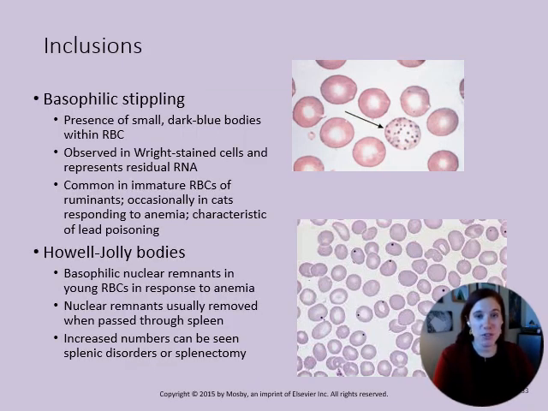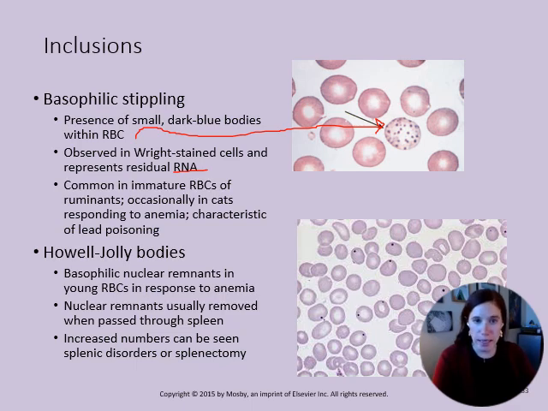Okay, just like we talked about with white blood cells, we can see inclusions in red blood cells. The first one we'll talk about is basophilic stippling, or stippling. This is the presence of small dark blue bodies within a red blood cell, like in this picture. They can be observed in Wright stain cells and represent the presence of residual RNA.